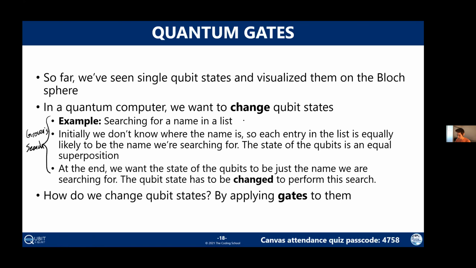How would you find it? Well, initially, we have no idea where the name is, right? So one way to think about this is that each entry in the list is equally likely to be the name we're searching for, right? Our friend could be the very first one, could be the second one, could be the 500th, the 5,000th, it could be the 7,500th, whatever. Our friend's name could be anywhere in that list.